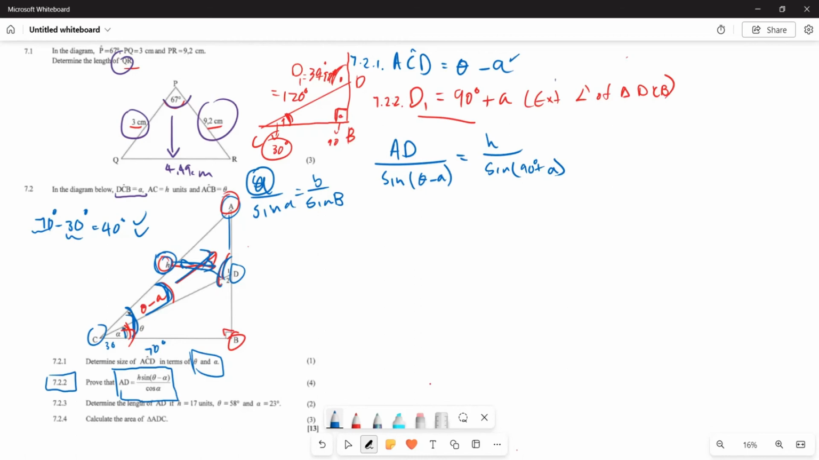And now, what is it that we can do from here? The simplest thing that we can do is cross multiply, because look, we are not looking for AD over sine of theta minus alpha, that's definitely something we are not looking for, but we are looking for AD. So if you are making AD the subject of the formula, the AD is going to be H into sine of theta subtract your alpha, divided by sine of 90 degrees plus your alpha.